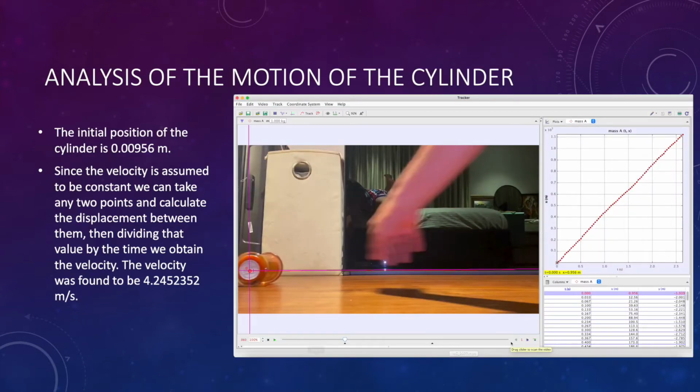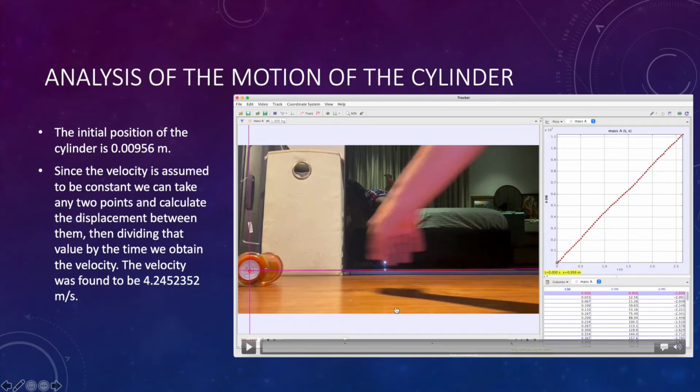The initial position of the cylinder in relation to the origin is 0.00956 meters. Since the velocity is assumed to be constant, we can take any 2 points on the graph and calculate the displacement between them. Then dividing that value by the time, we obtain the velocity. I took the initial position and the final position in order to calculate the velocity. The velocity was found to be 4.2452352 meters per second. I used the average velocity formula in slide 4 in order to calculate the velocity.